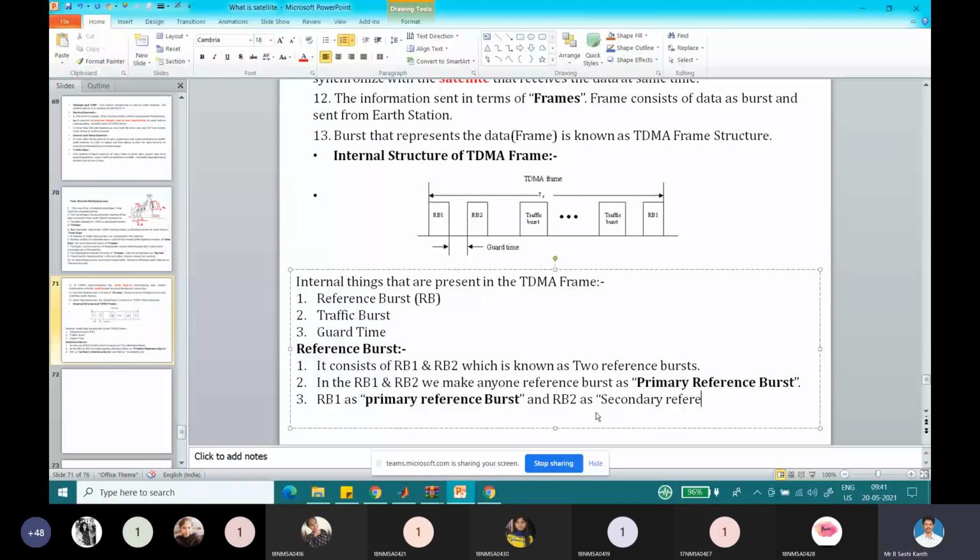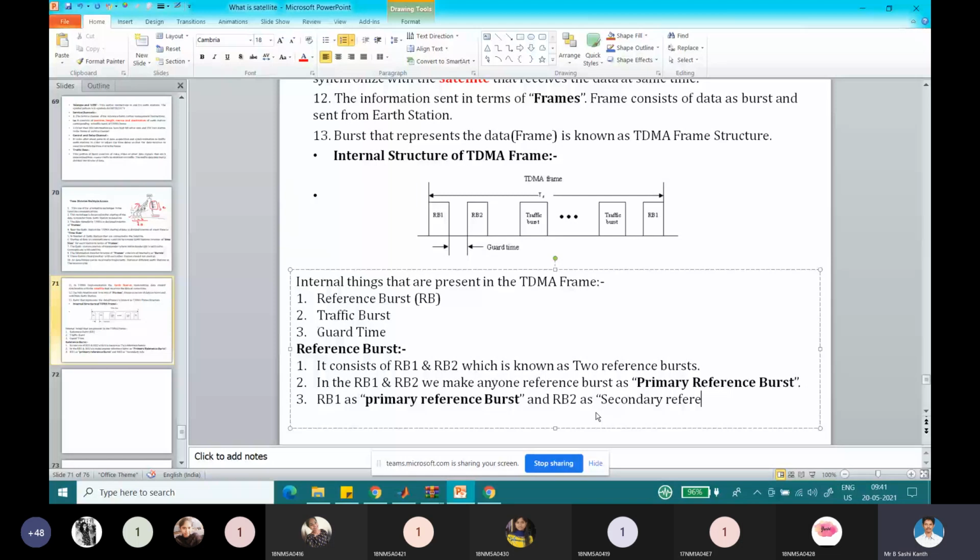Data from whom we are receiving, from whom we are receiving, to the satellite. Nothing but in the RB1 we have the data from whom we are receiving to the satellite. Okay, in the RB1 we have the primary earth station data.